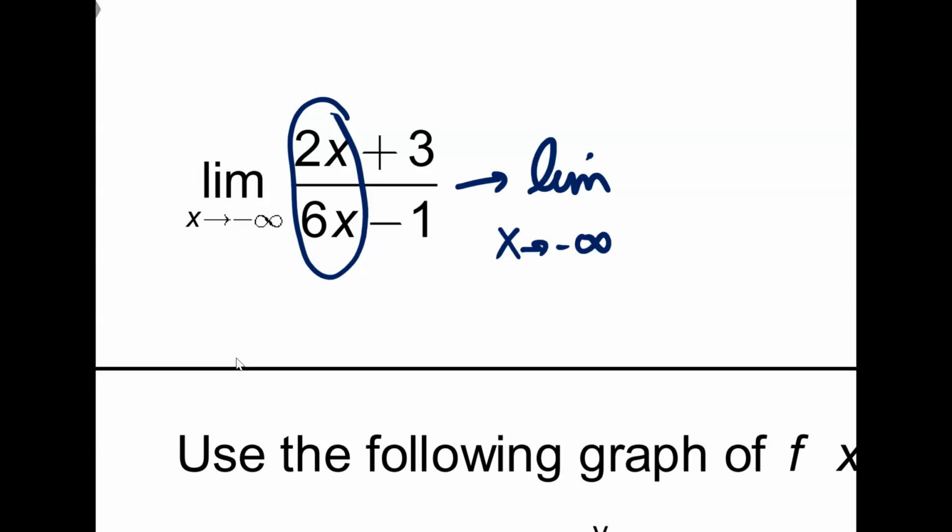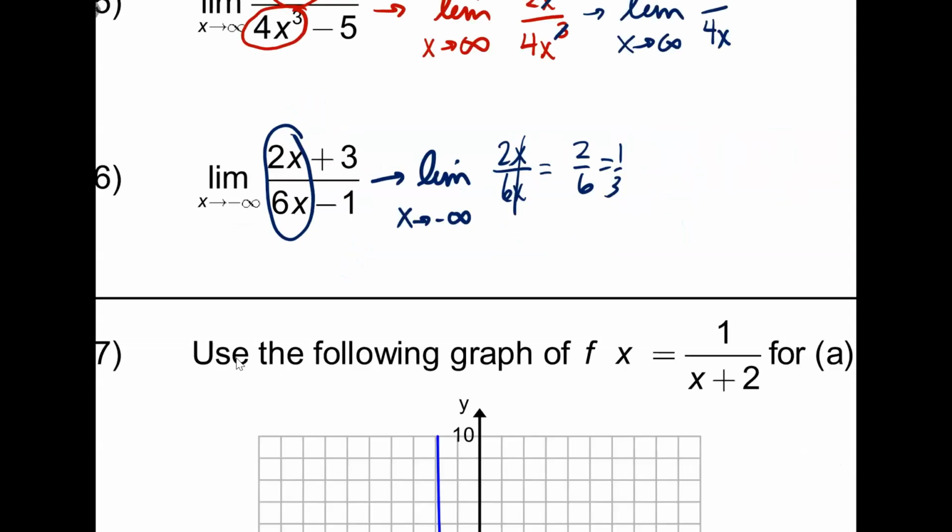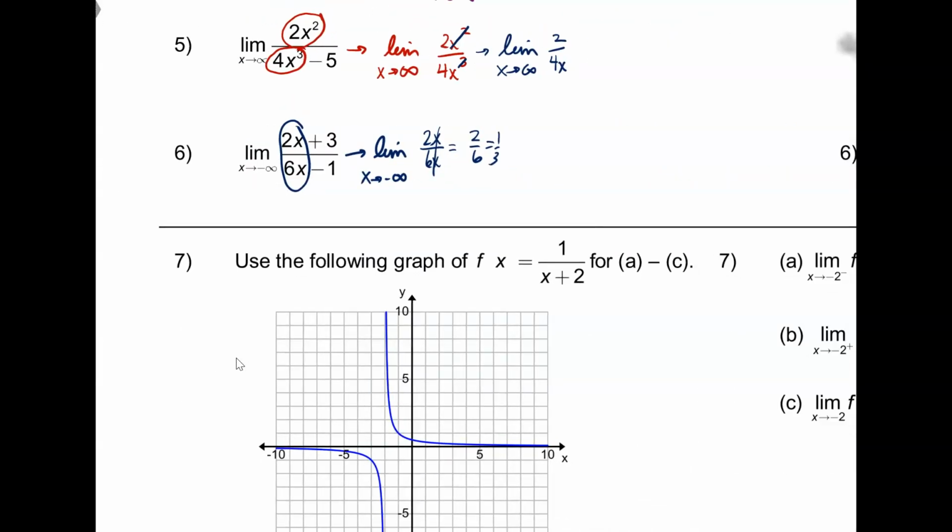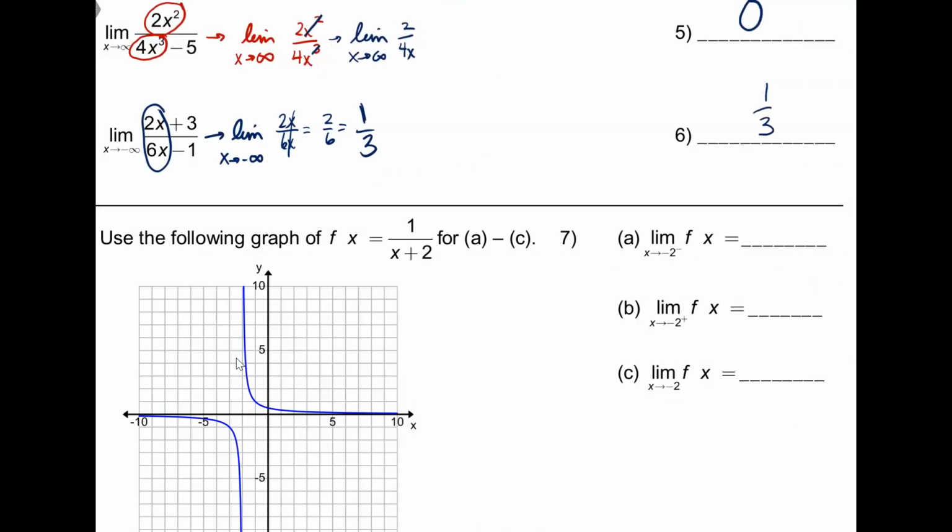All right, limit as x approaches negative infinity. So Spencer said, let's look at the leading term test. The x's cancel out. So this is 2/6, which is also 1/3 because we simplify. Welcome to calculus. Simplify always. 1/3. All right, 1/3.